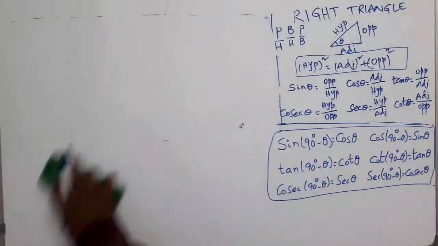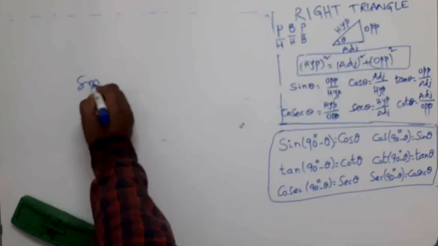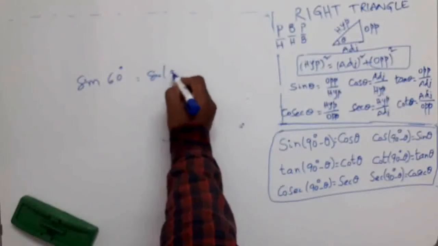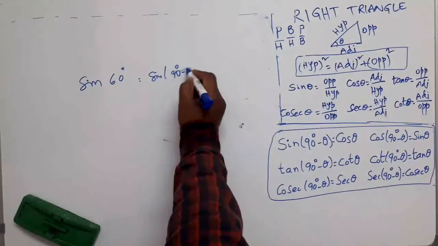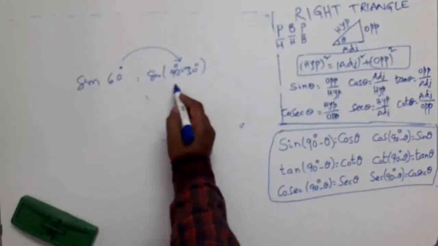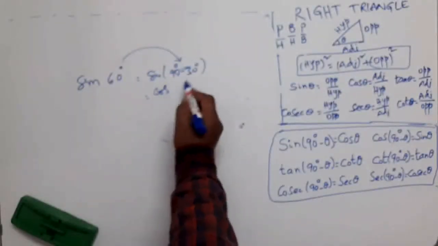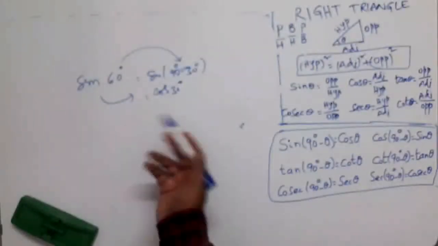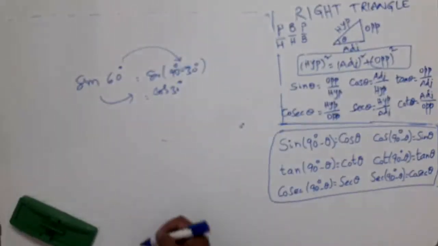So if I am asked to find the value of sin, let us say 60 degrees, I can consider this as sin 90 degrees minus 30 degrees, because 60 degrees can be written as 90 degrees minus 30 degrees. But sin 90 degrees minus theta is cos theta, so this can be written as cos 30 degrees. Both are the same. If I remember the value of cos 30 degrees, that will also be equal to sin 60 degrees, so either expression will give me the answer, right?